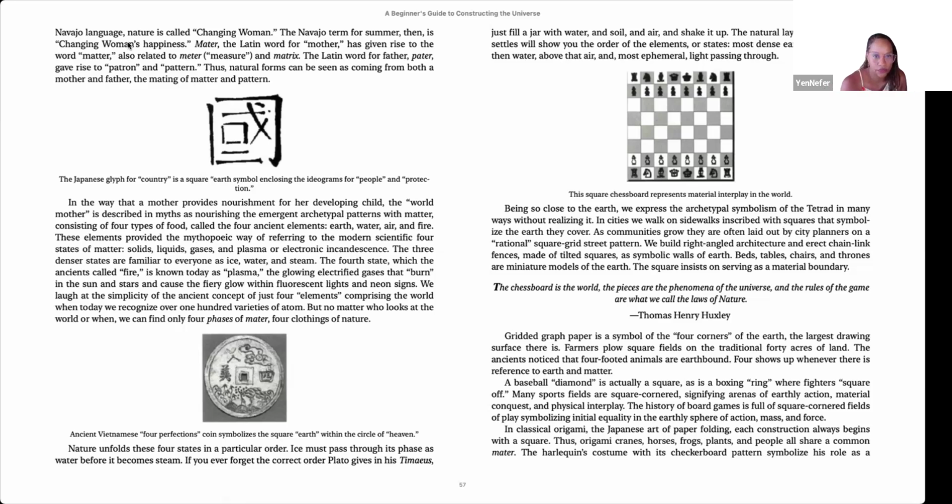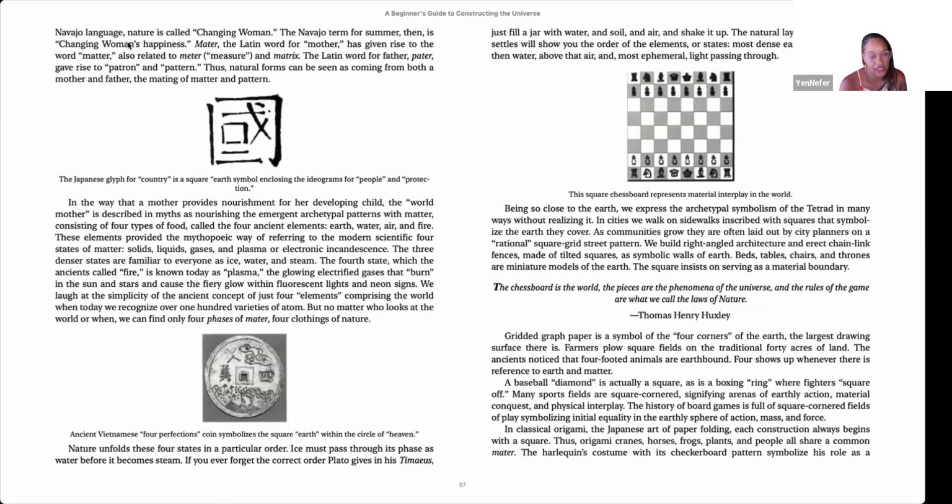The 3 denser states are familiar to everyone as ice, water, and steam. The 4th state, which the ancients called fire, is known today as plasma, the glowing electrified gases that burn in the sun and stars and cause the fiery glow within fluorescent lights and neon signs. We laugh at the simplicity of the ancient concept of just 4 elements comprising the world, when today we recognize over 100 varieties of atom. But no matter who looks at the world or when, we can find only 4 phases of matter, 4 clothings of nature.